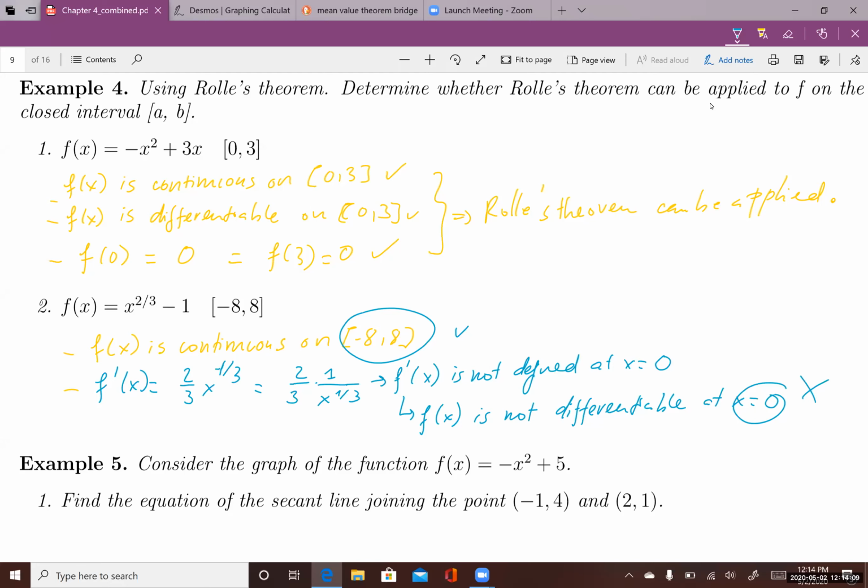So the conclusion is Rolle's theorem cannot be applied. Okay.